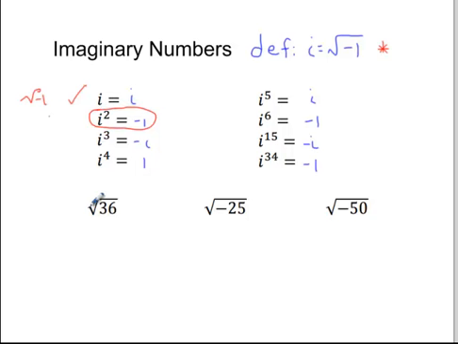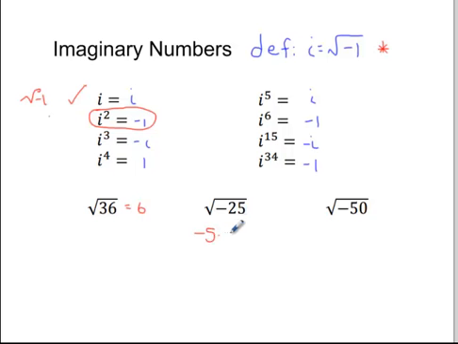Alright, so an application, a simple application: the square root of 36. Well, what times itself is 36? That's 6. Now down here, the square root of 25. What times itself is 25? Well, if you think that the answer is -5, that's not true, because -5 times -5 is positive.